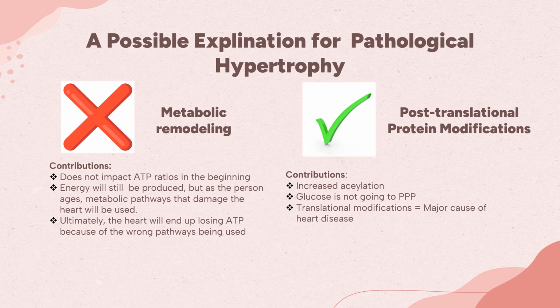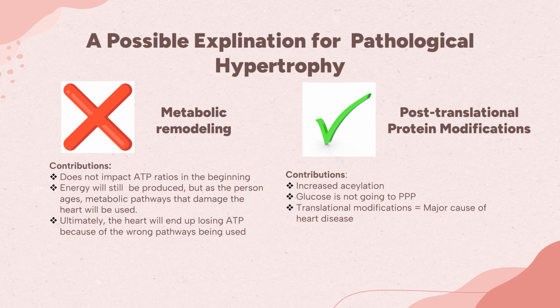But the issue comes when the person is older and they have generated so much damage to their body without even knowing it. Because ultimately, the heart is still getting its energy, but the wrong pathways are being used, because there are a lot of different pathways that do the same thing and have the same products, so that there's a redundancy if one fails. But when you get older, you can have so many different health problems that even if one fails, there might not be anything you can do.